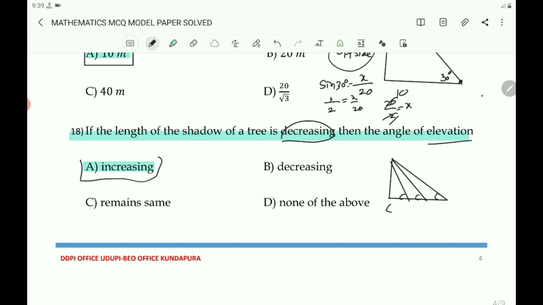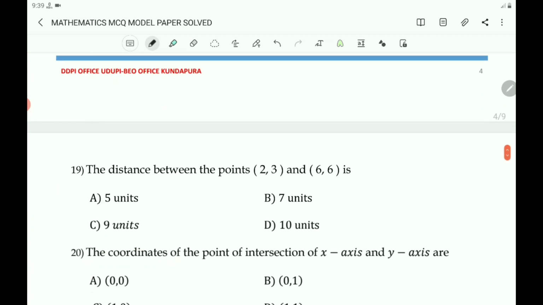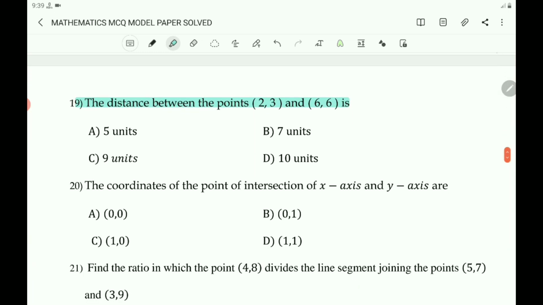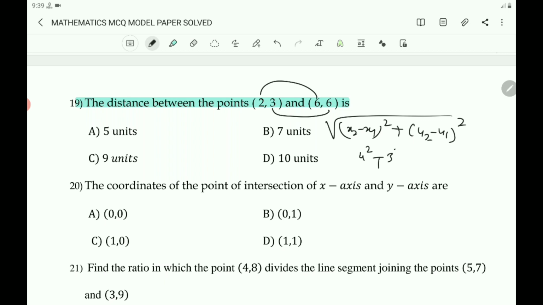Then what is the answer? Option A is the answer. Next you take the 19th question. The distance between the points 2, 3 and 6, 6 is. Here you use the distance formula. You must know the distance formula, that is square root of x2 minus x1 whole square plus y2 minus y1 whole square. Then x2 minus x1, 6 minus 2 is 4. 4 square plus 6 minus 3 is 3, 3 square. So it is equal to what? 4 square is 16, 3 square is 9. You got square root of 25.